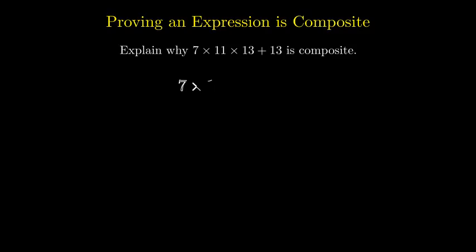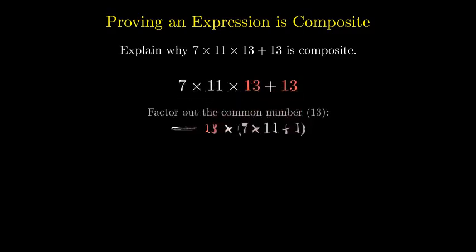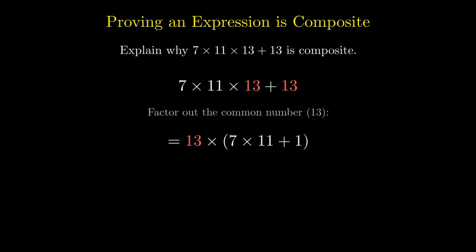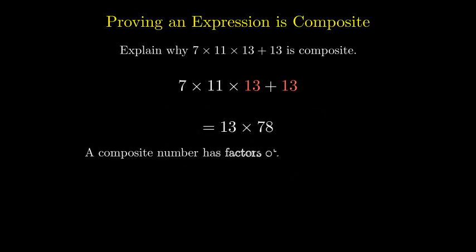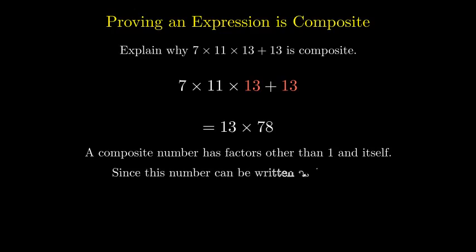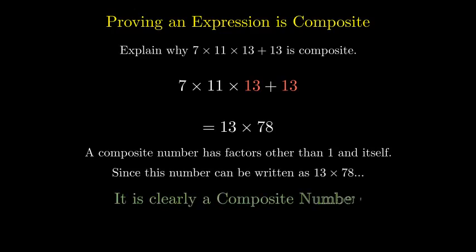Exercise 1.1, question 6. Explain why 7 times 11 times 13, plus 13, is a composite number. We look at the expression, 7 times 11 times 13, plus 13. Notice that 13 appears as a factor in both terms. We factor out the common number 13, the expression equals 13 times the quantity 7 times 11 plus 1. Simplifying inside the brackets, 7 times 11 equals 77, and 77 plus 1 equals 78. So the expression equals 13 times 78.